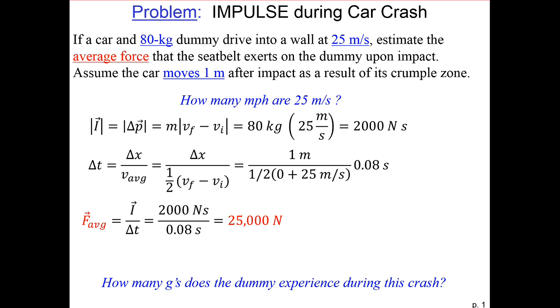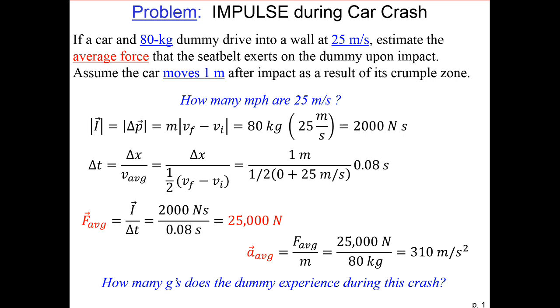If we do this, we find that 2,000 kilogram meters per second divided by 0.08 seconds gives us an average force of 25,000 newtons. We're also asked by how much of an acceleration the dummy experiences. So here we have the force and the mass, so we can just divide the force by the mass to get acceleration. If we do this, we get 25,000 newtons divided by 80 kilograms, and we get 310 meters per second squared.